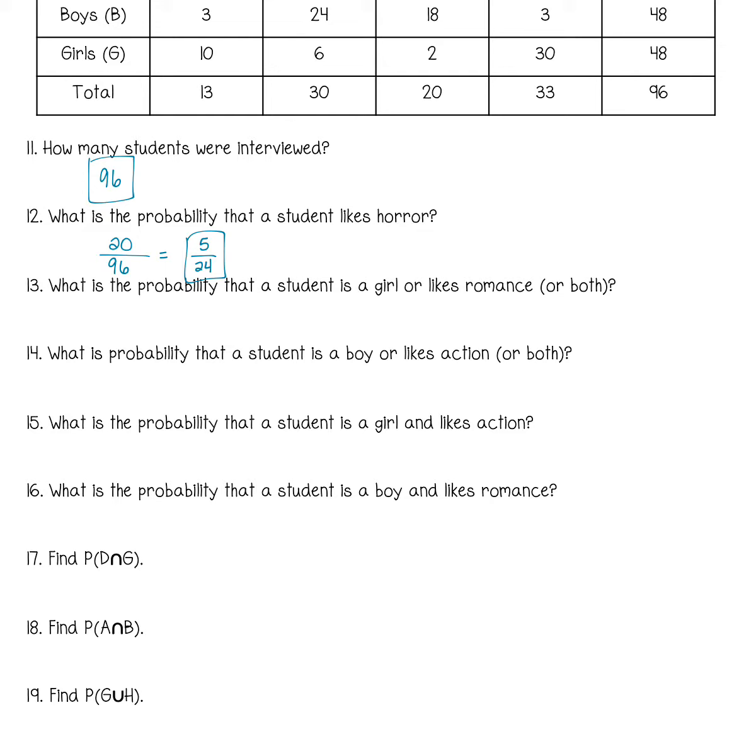Probability that a student is a girl or likes romance. So now we've got how many were girls? 48. How many liked romance total? 33. And then how many were girls that also liked romance? So we got to take that out of there so we don't double count it. So we've essentially got 48 plus 3, which is 51 out of 96. I'm pretty sure that's going to math frac down. Let's see what happens. 17 out of 32.